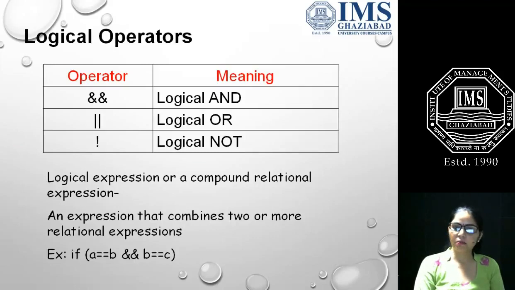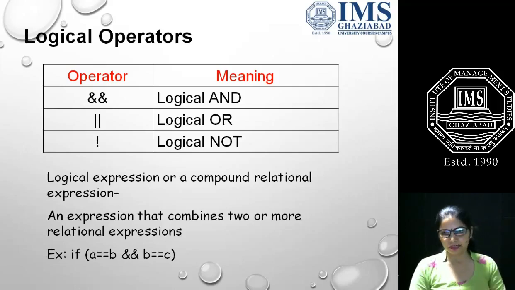Then we have the logical operators. There are 3 logical operators: double ampersand, double pipe, and not, the exclamation mark. This means logical and, logical or, logical not. Logical not is very simple. It negates. Whatever the value of my expression is, say the value is true, it would make it false, and if the value is false, it would make it true. So logical not is the negative component. It negates the value.